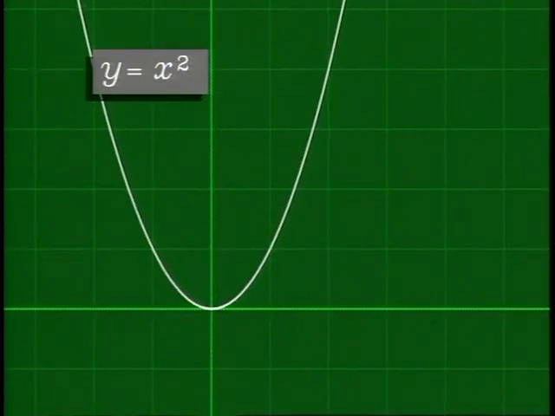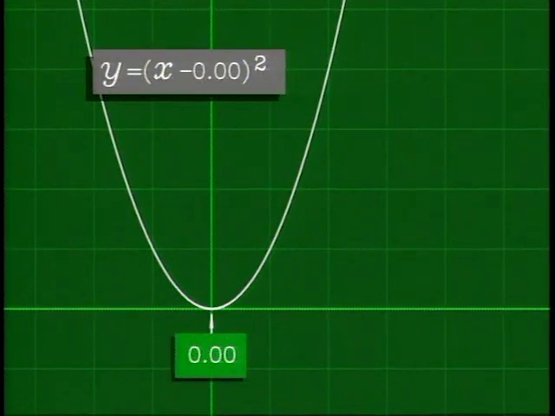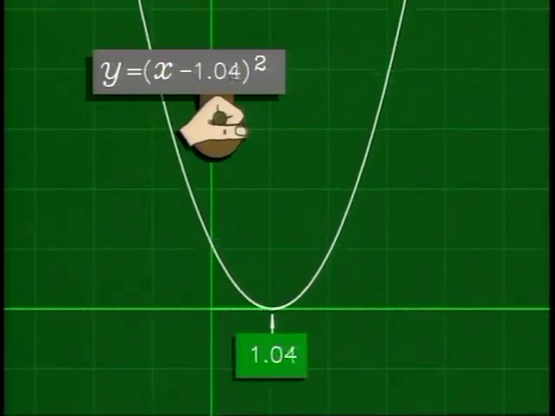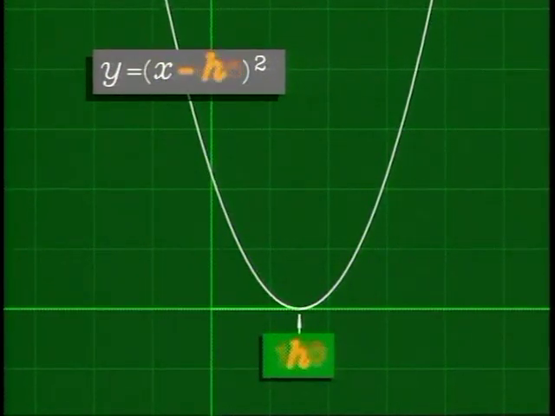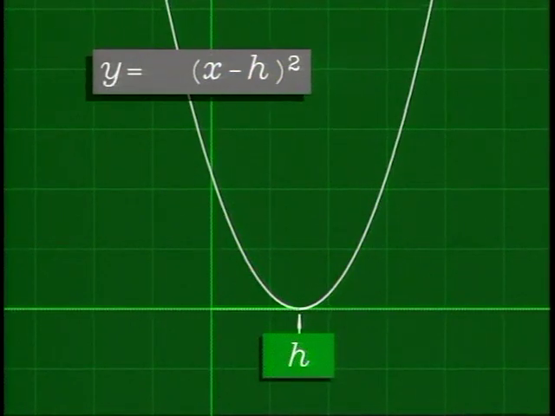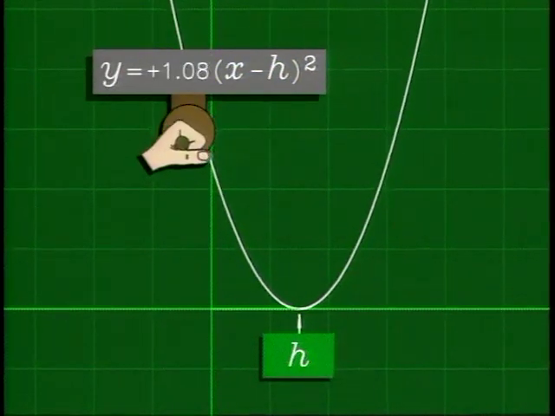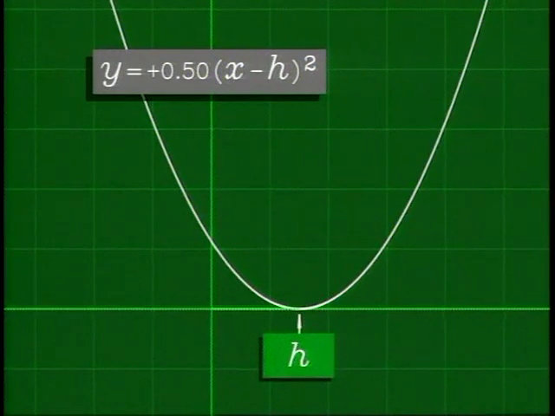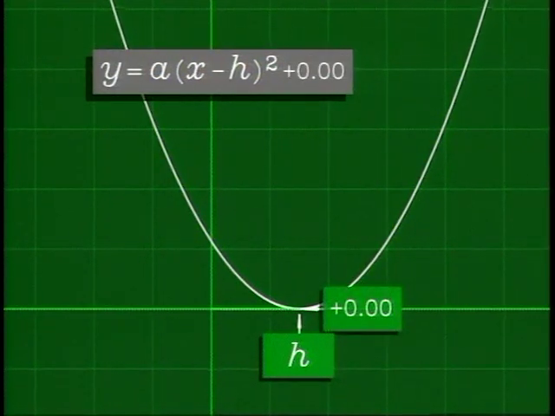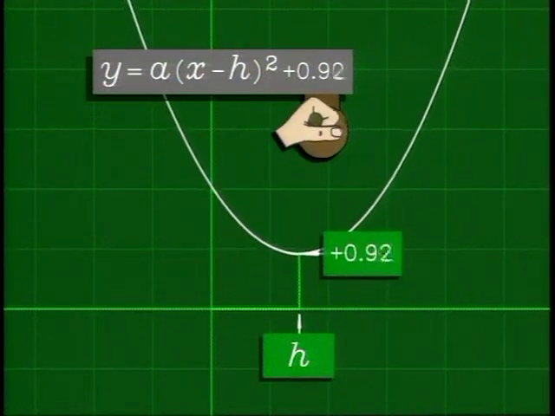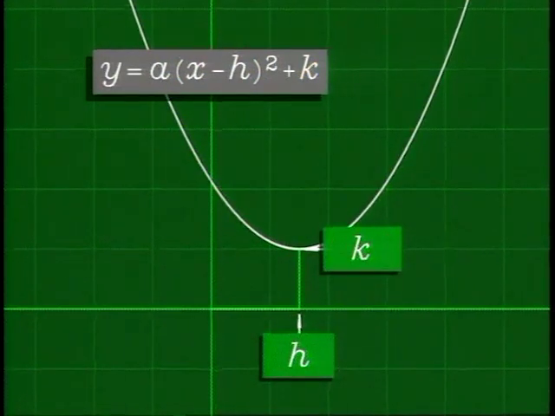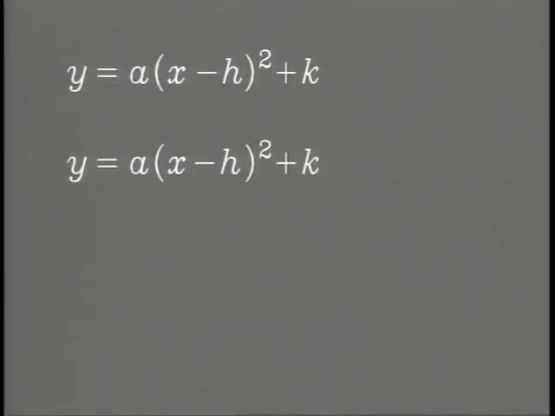Now let's start with the equation y equals x squared and perform all 3 transformations. Horizontal translation by an amount we'll call h. Vertical scaling by a factor we'll call a. And vertical translation by an amount we'll call k. No matter where we move the graph, y is a quadratic polynomial in x.